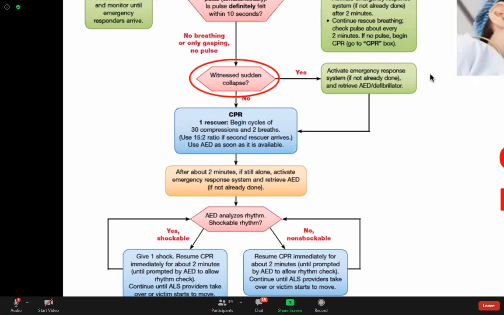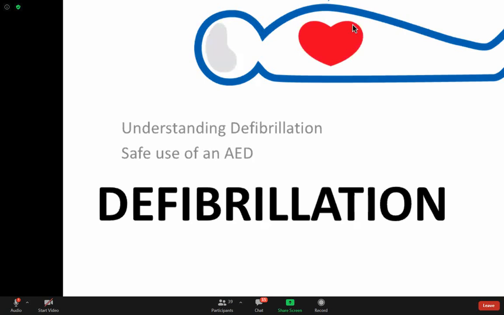So again, think about witnessed sudden collapse, and make sure you differentiate 30 compressions to 2 breaths and 15 compressions to 2 breaths ratios and when to use them. Again, 30 to 2 is for one rescuer. 15 to 2 is for two rescuers. These are for the pediatric population.